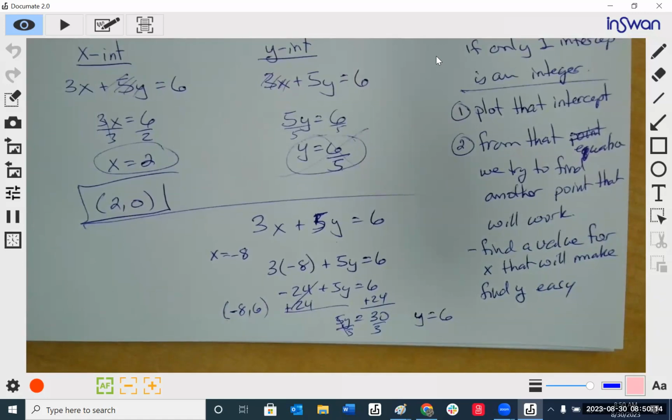No calculators. You don't need calculators in this room or cell phones.